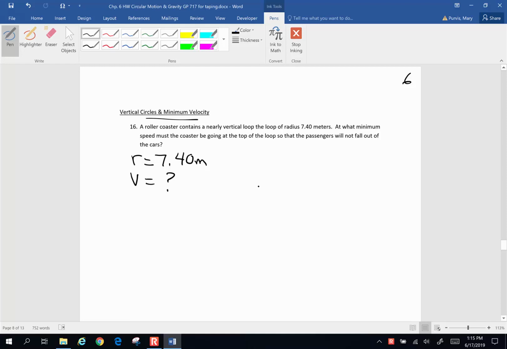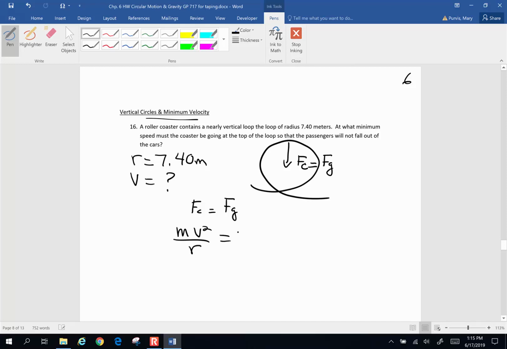Here's how this works. If you have a vertical loop-to-loop, the minimum velocity is a situation where the centripetal force is exactly equal to the force of gravity. So the centripetal force will be equal to the force of gravity at the top of the loop-to-loop. Well, centripetal force is going to be mv squared over r, and force of gravity is going to be mass times acceleration of gravity. We don't know the mass of our little roller coaster cars and people, and so that's going to fall out. We're looking for velocity, so we've got v squared over r equals acceleration of gravity.